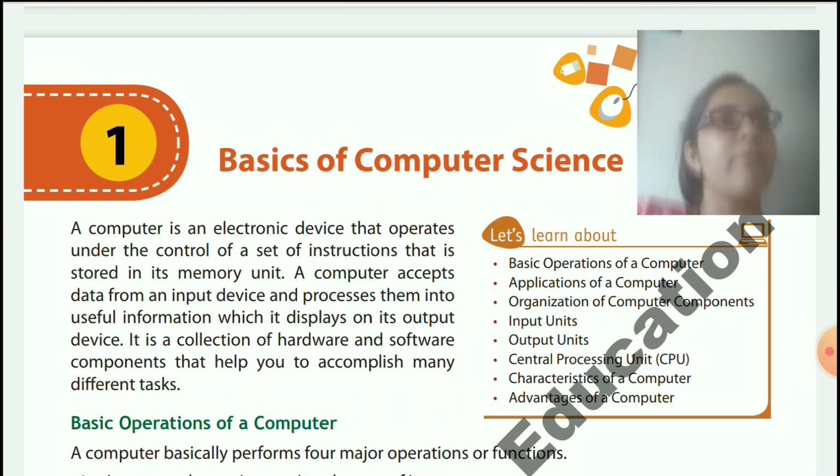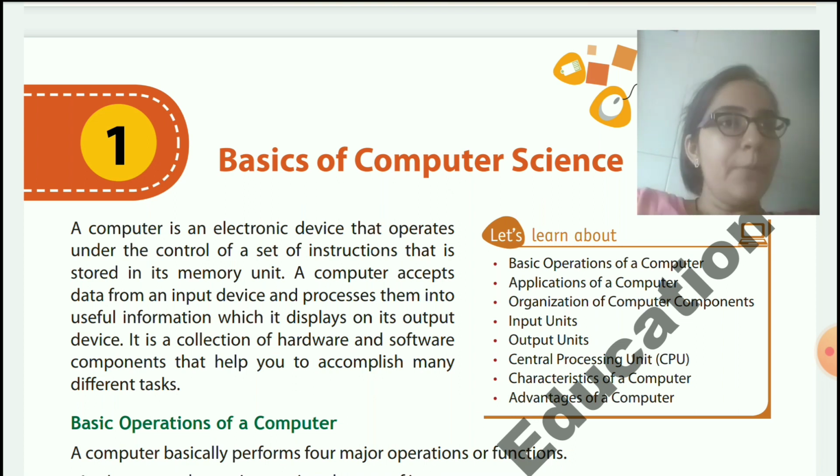Now, the hardware devices are the ones which we can touch and feel, like the monitor, CPU, keyboard, mouse, printer and speaker. We can touch and feel them, so they are called hardware devices. Software means the applications, functions or activities which we want the computer to perform. It cannot be felt or touched; it is just a computer program, and that is called the software.